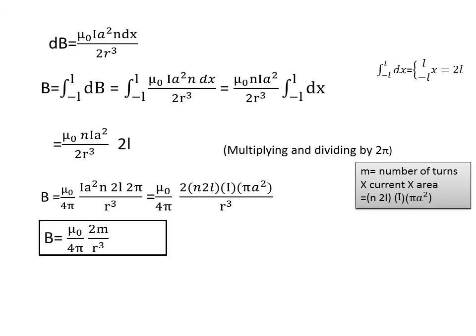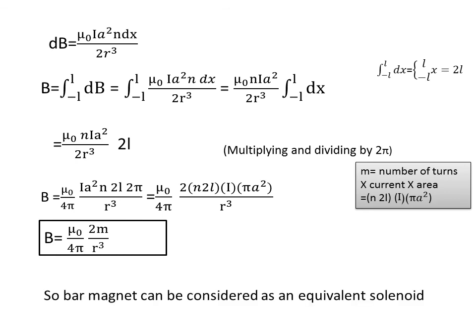So B is equal to mu 0 by 4 pi into 2M by r cube. This is the same equation that we get in the case of a bar magnet at a point at a distance r from the center of the bar magnet. So the bar magnet can be considered as an equivalent solenoid.